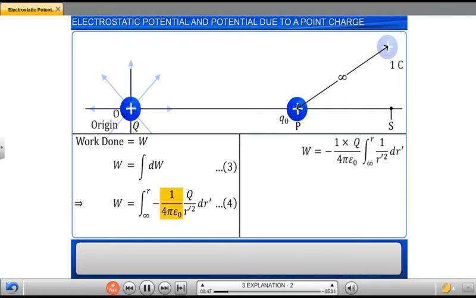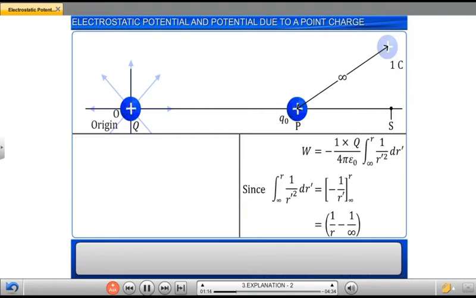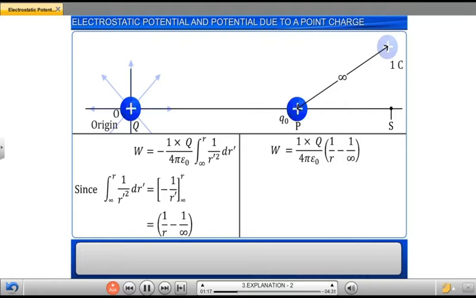Since 1 by 4 pi epsilon naught q are constants, and evaluating only the integral, we have integral 1 by r dash square dr dash in the limits infinity to r is equal to -1 by r dash in the limits infinity to r, which is equal to 1 by r minus 1 by infinity. On further simplifying, we get W is equal to 1 by 4 pi epsilon naught q by r. Let this be equation 5.